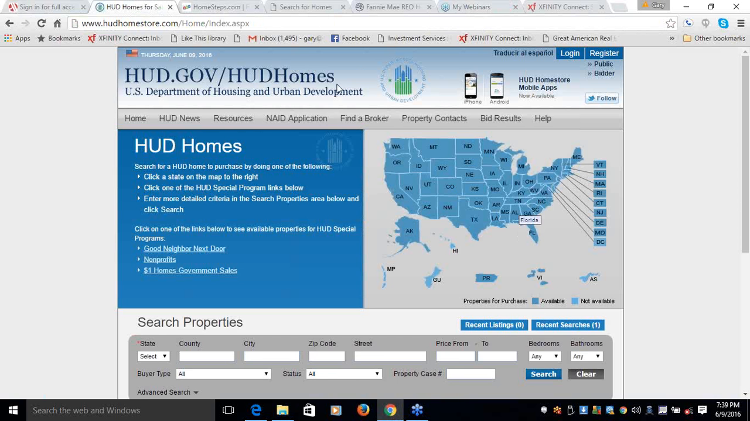All right. This is the HUD Home Store website. You can see the URL, hudhomestore.com. And every one of you has this in your training material. It should be in Module 2. And you can see this is a US only website.